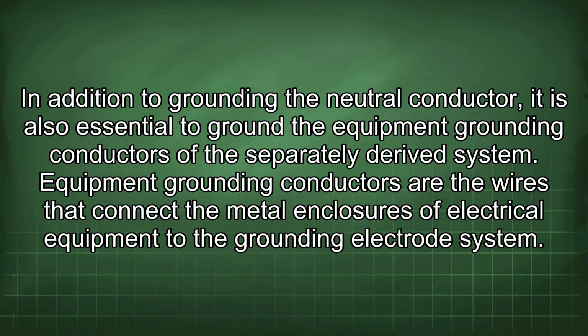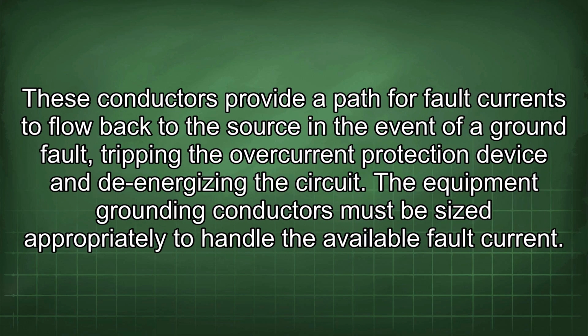In addition to grounding the neutral conductor, it is also essential to ground the equipment grounding conductors of the separately derived system. Equipment grounding conductors are the wires that connect the metal enclosures of electrical equipment to the grounding electrode system. These conductors provide a path for fault currents to flow back to the source in the event of a ground fault, tripping the overcurrent protection device and de-energizing the circuit.